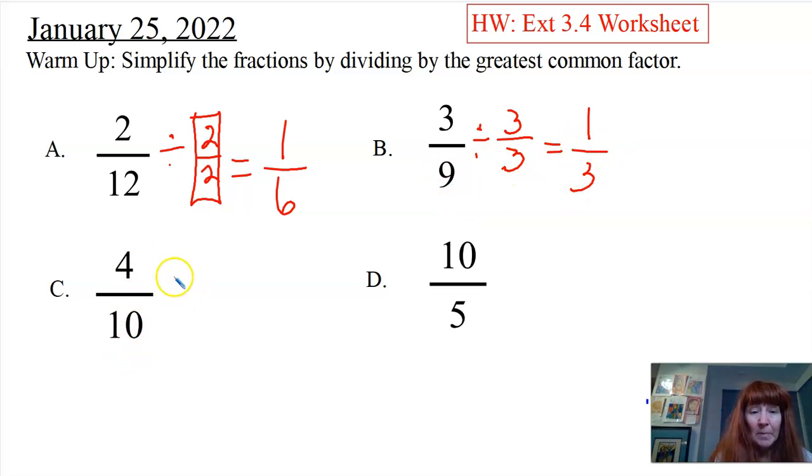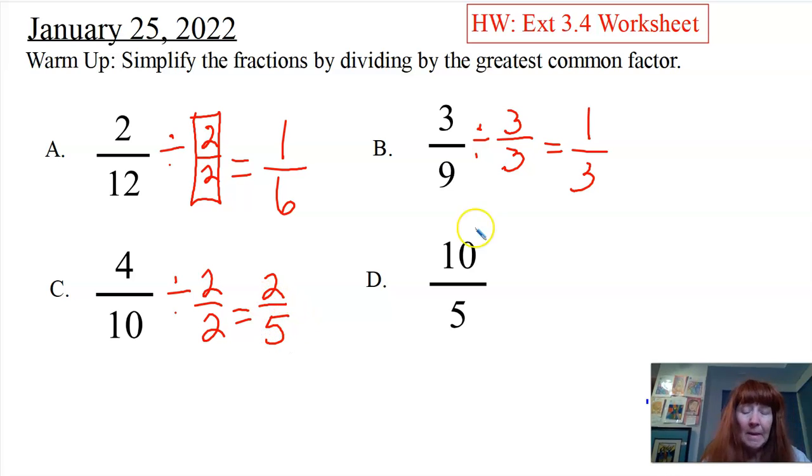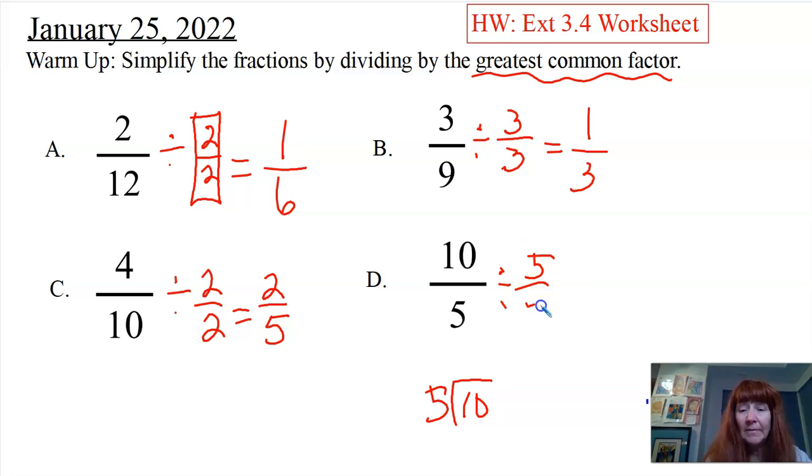These are both divisible by 2 because they're both even. I divide by 2 over 2. 4 divided by 2 is 2, and 10 divided by 2 is 5. Now this is an improper fraction, so you totally could think of it as how many times 5 goes into 10. But if we want to just keep dividing by the greatest common factor, they both share 5 as a factor, so I can divide by 5 over 5. 10 divided by 5 equals 2. 5 divided by 5 equals 1. And of course, 2 over 1 is just equal to 2.